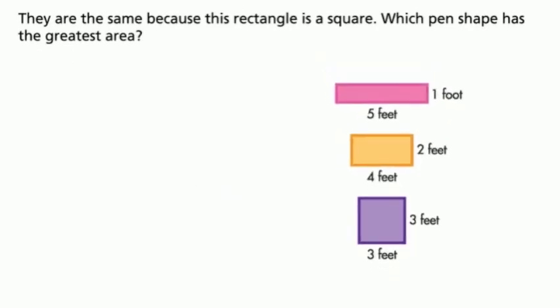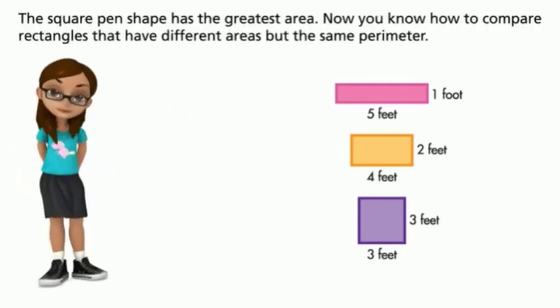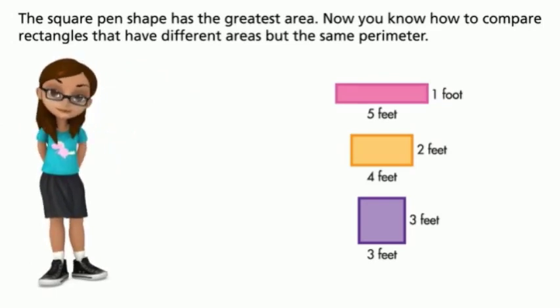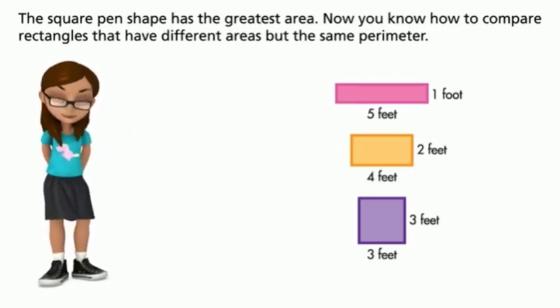Which pen shape has the greatest area? So which pen shape has the greatest area? We calculated at the beginning of this video. Quickly tell me. Excellent. The square has the greatest area, which is 9 square feet. The square pen shape has the greatest area. Now you know how to compare rectangles that have different areas but the same perimeter.